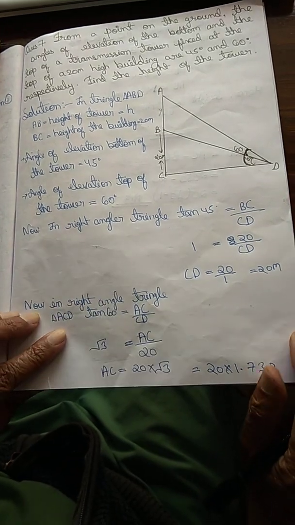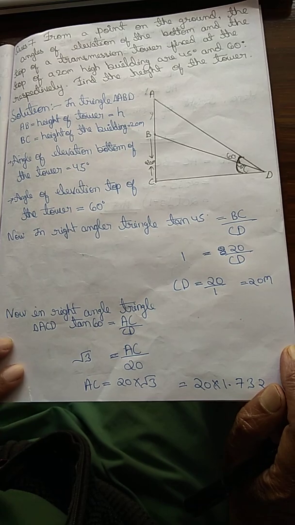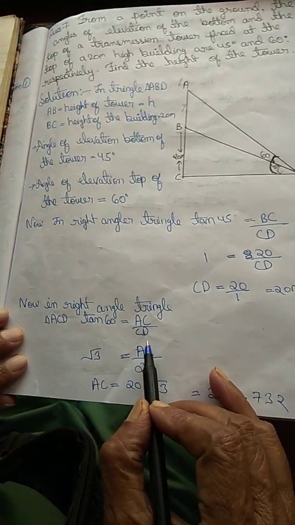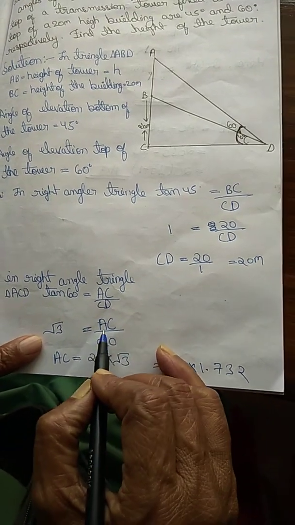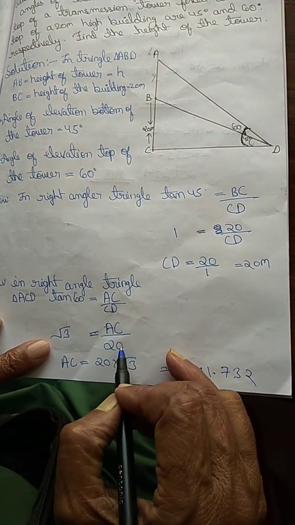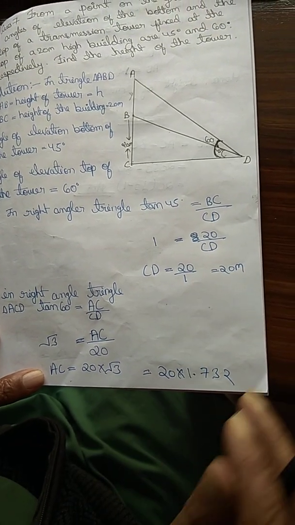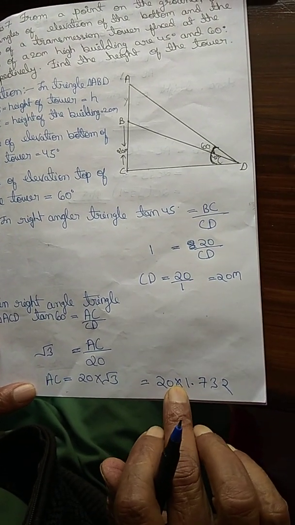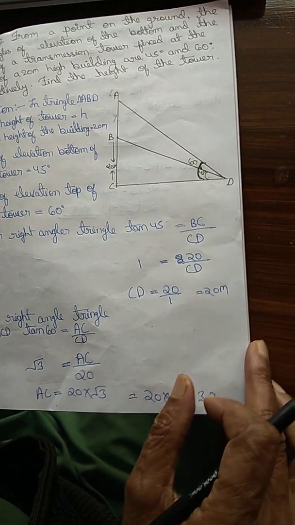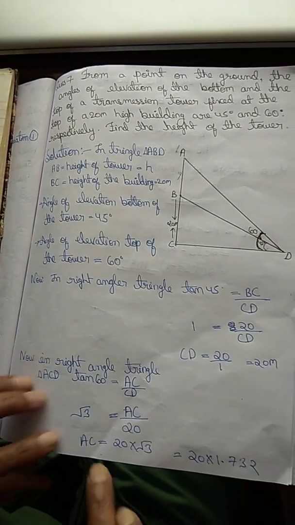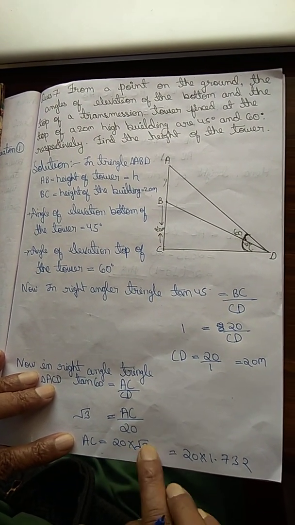Now, in right angle triangle ACD, tan 60 is AC upon CD. Tan 60 is root 3, so root 3 is equal to AC upon 20. So AC is equal to 20 into root 3. The value of root 3 is 1.732, but we will go ahead from here. AC is equal to 20 into root 3.